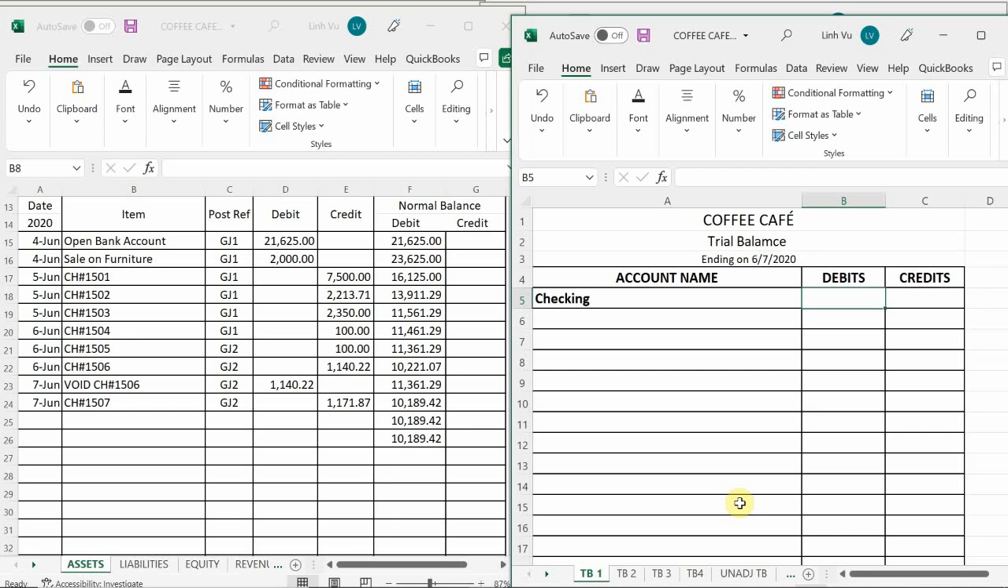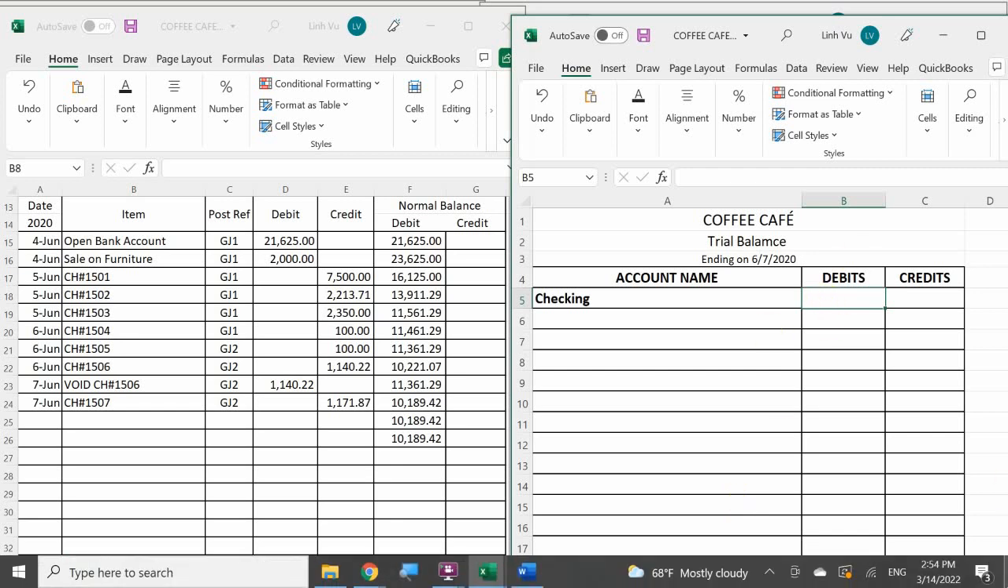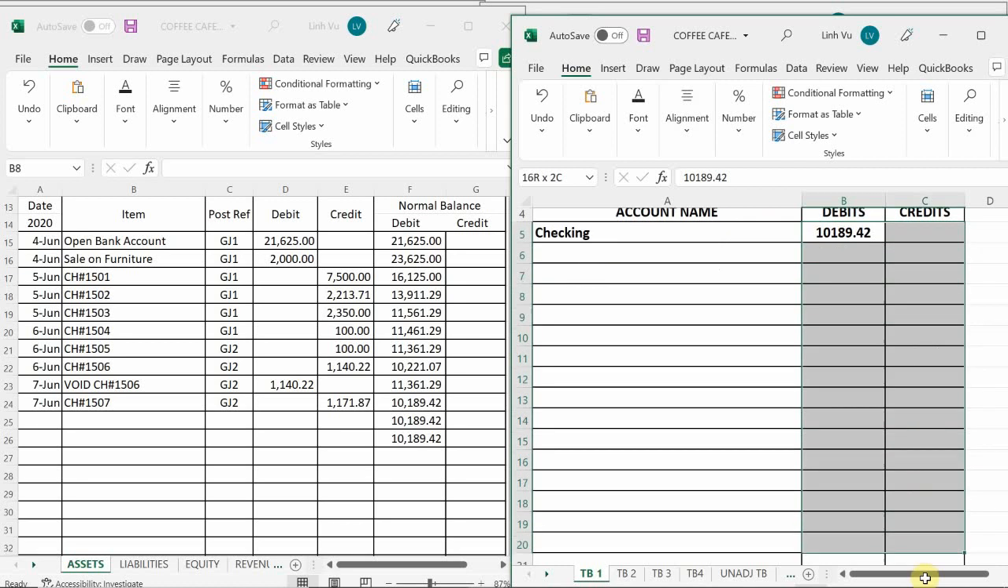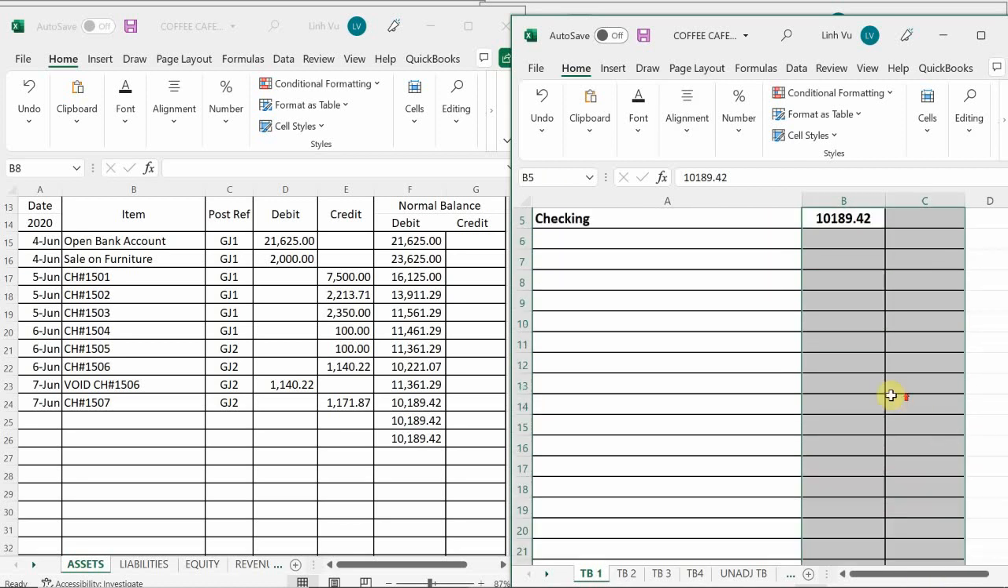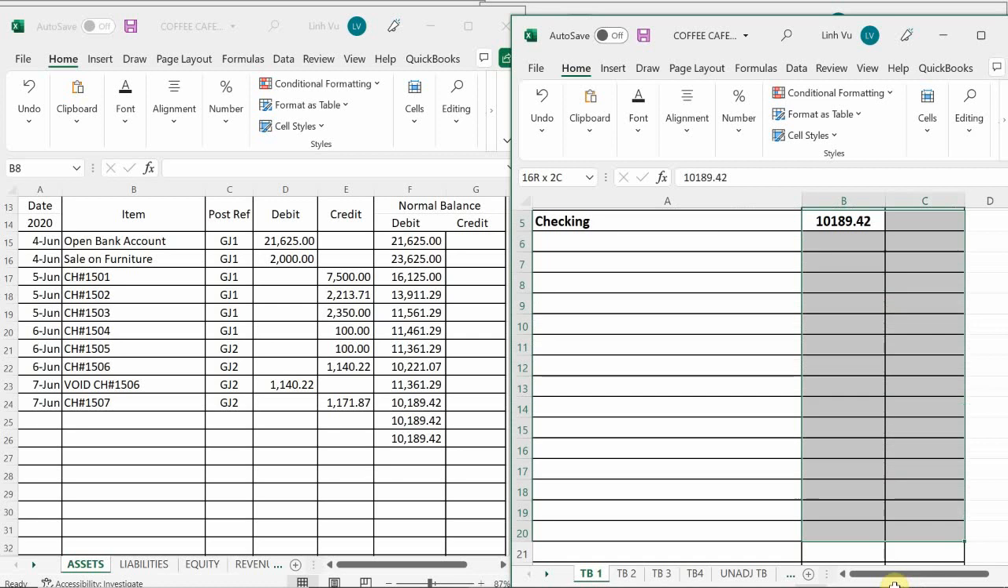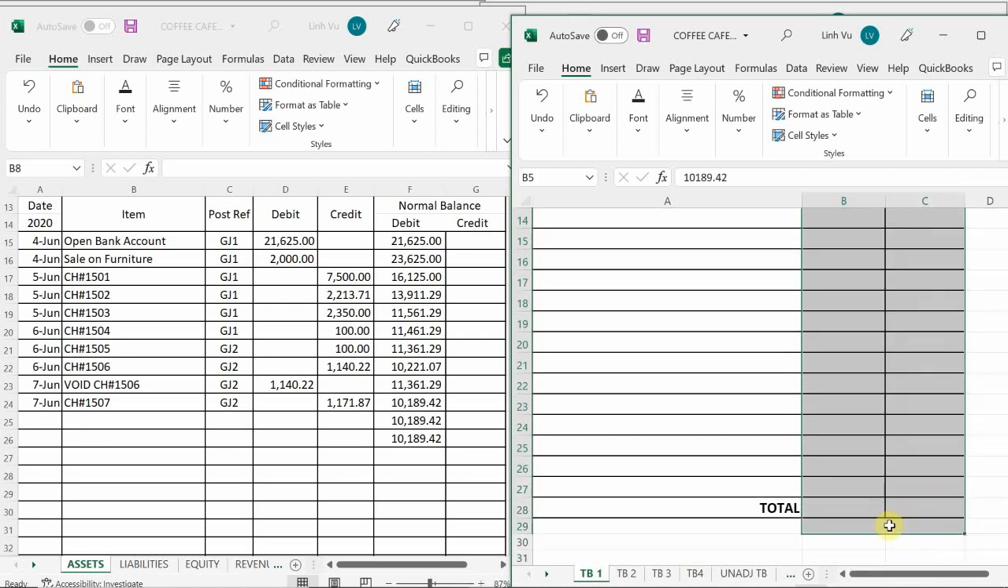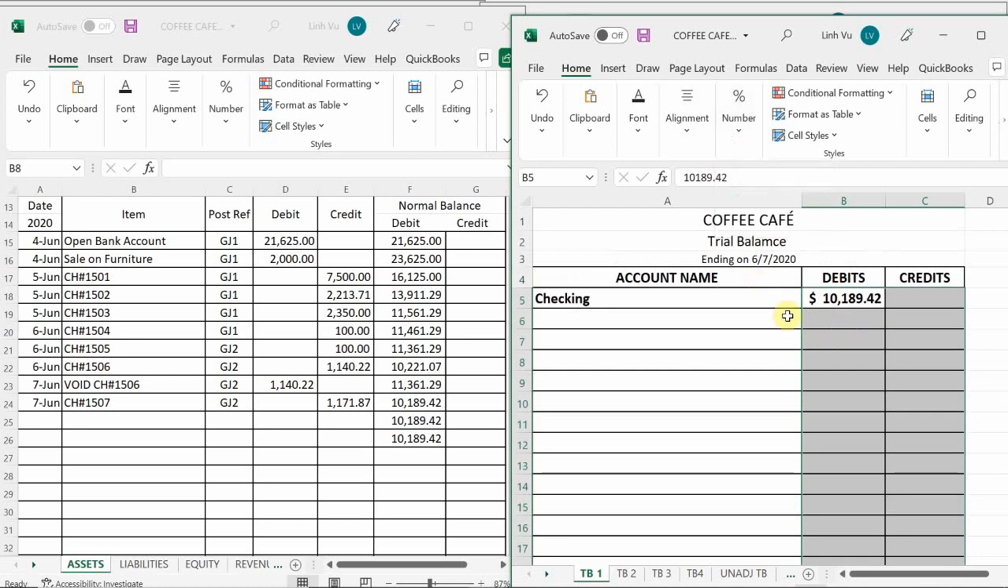10,189.42. Good, right? I have 10,189.42. Okay? If you want to format this in the way that looks good, it's up to you. I don't really care. But I'll go ahead and format this to dollar sign so you guys can tell. Okay, so I have it right now. I currently have a debit balance of $10,189.42. Right?